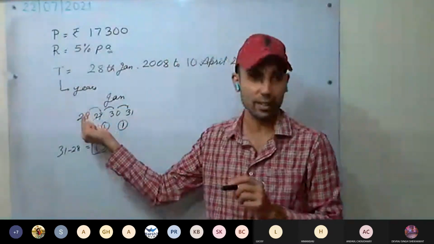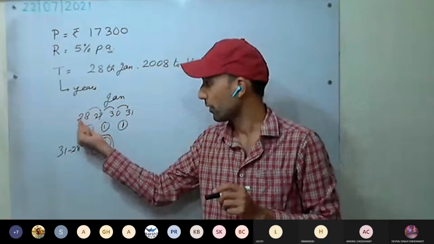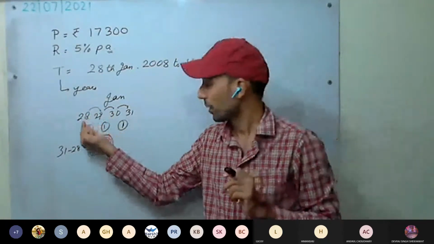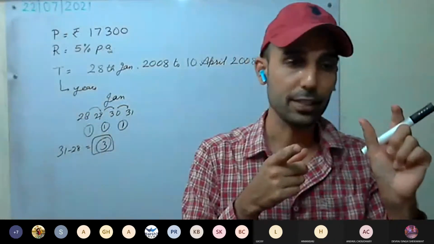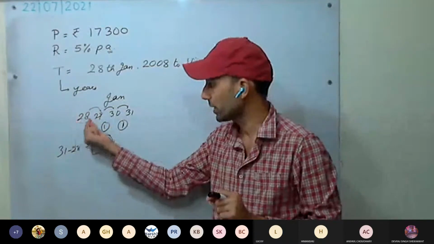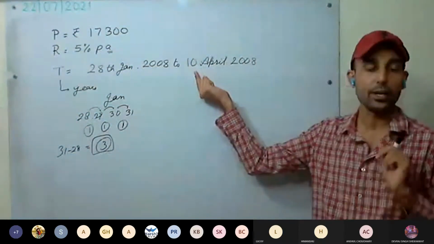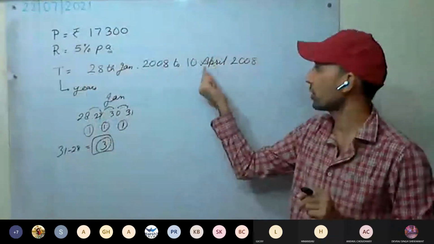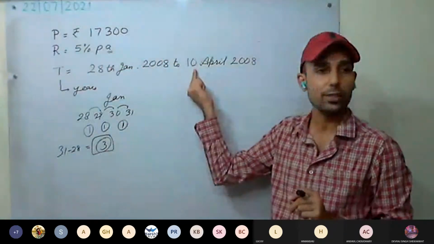So here we have done one thing: we haven't counted the 28th day. Understood this one? Money was lent on the 28th, so after completing 1 day, some interest will be there. So only for 3 days in January. If you are not counting this day, it means the last day, 10th April, we have to count. If you are not counting the initial day, you have to count the final day. If you are counting the initial day, you don't have to count the last day in April.